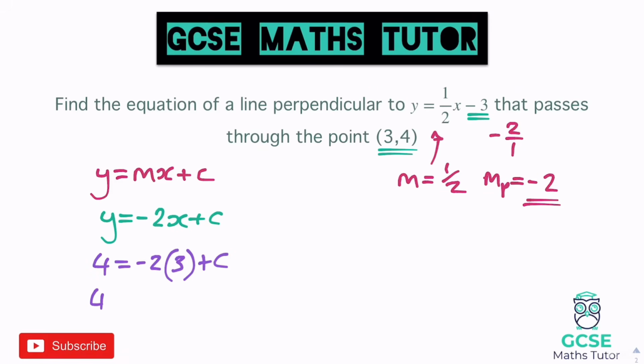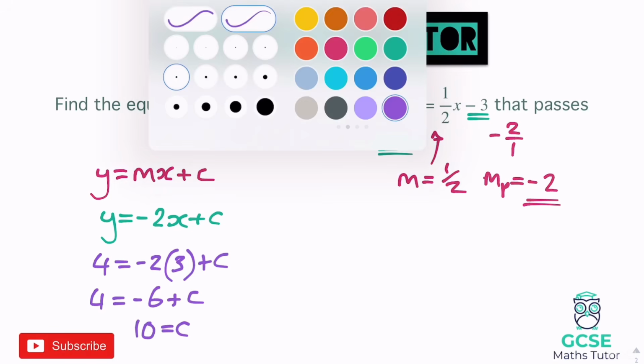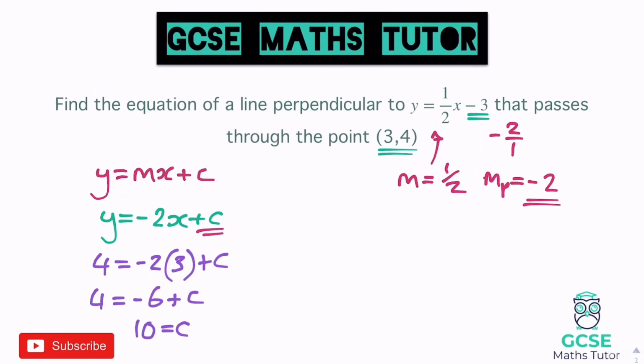So 4 equals -2 times 3, which is -6, plus c. And adding 6 to both sides there to get c on its own, to isolate c, we get 10 equals c, or c equals 10. And now we've got c, we can write our line equation, just replacing this c with the number that we found there, 10. So we get y equals -2x plus 10.